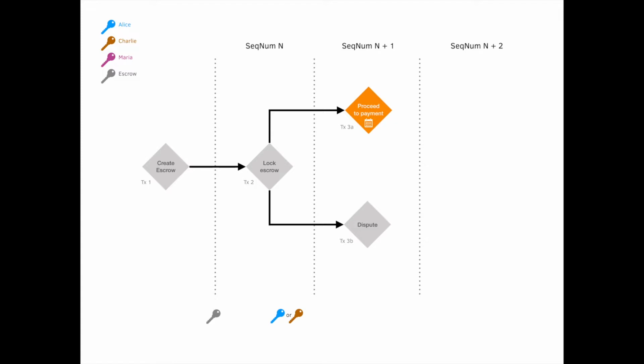But how can we make sure that Alice or even Charlie can only choose one of these two transactions? Because for now, they are both signers. So I think this is the essential element you have to understand from this presentation.